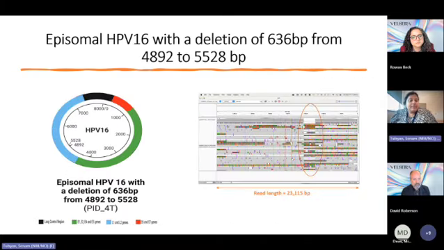We noticed that one episomal sample has a deletion of 636 base pairs from 4892 to 5528, and this was clearly visible in the IGV BAM file.